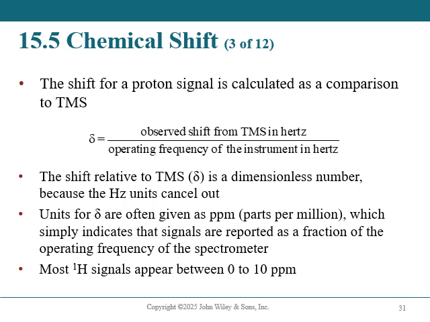The shift relative to TMS, the delta that we saw here, is a dimensionless number, so these 2 hertz are canceling each other because the hertz unit cancels out. Units for delta are often given as parts per million, which simply indicates that signals are reported as a fraction of the operating frequency of the spectrometer. Most proton signals appear between 0 and 10. That's going to be true for everybody except for carboxylic acids. They are going to show up at 12 to 14 ppm or so. But everybody else, they should appear within that 0 to 10 ppm range.